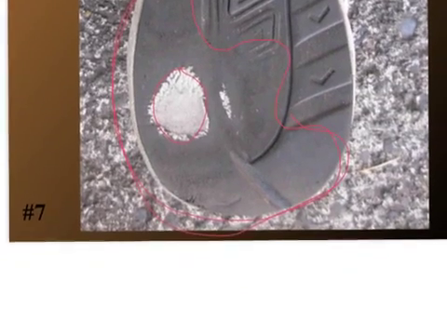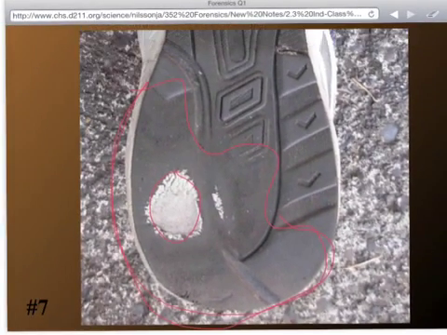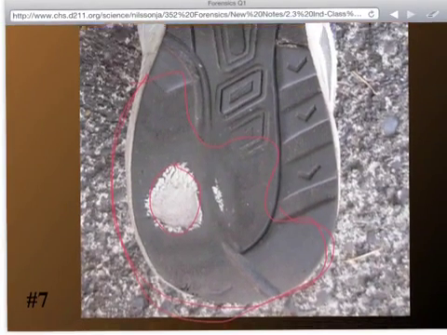If I can figure out this stupid thing, here we go. So yeah, good, that's the end.